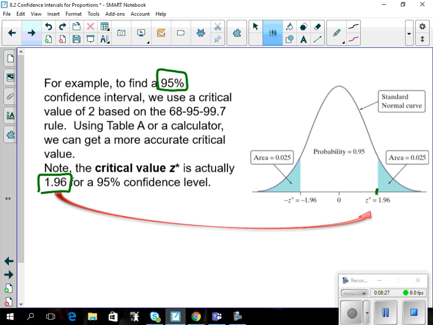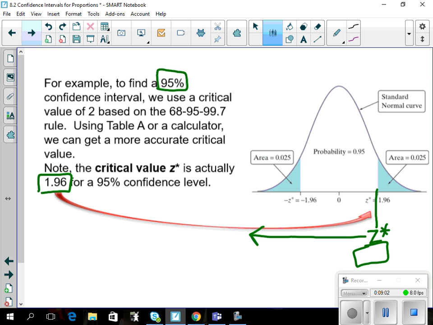So the z-star is located here, okay? And how would I find what area is to the left of that right-hand value? Exactly. It's the 95% plus 1 of the tails. Do you agree? So that's 97.5%. How would I find a z-value associated with 97.5%? Inverse norm. Do you agree?